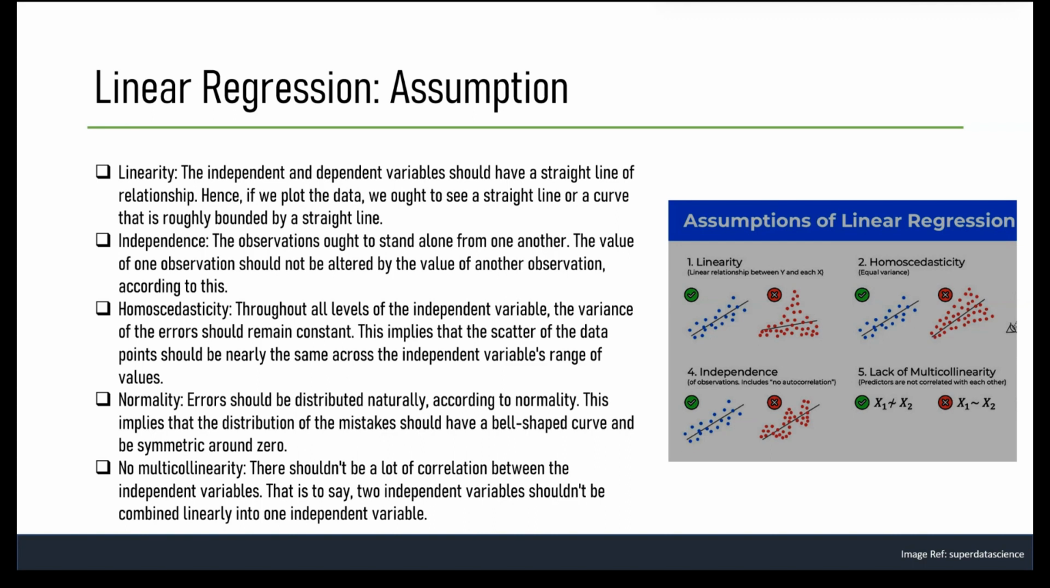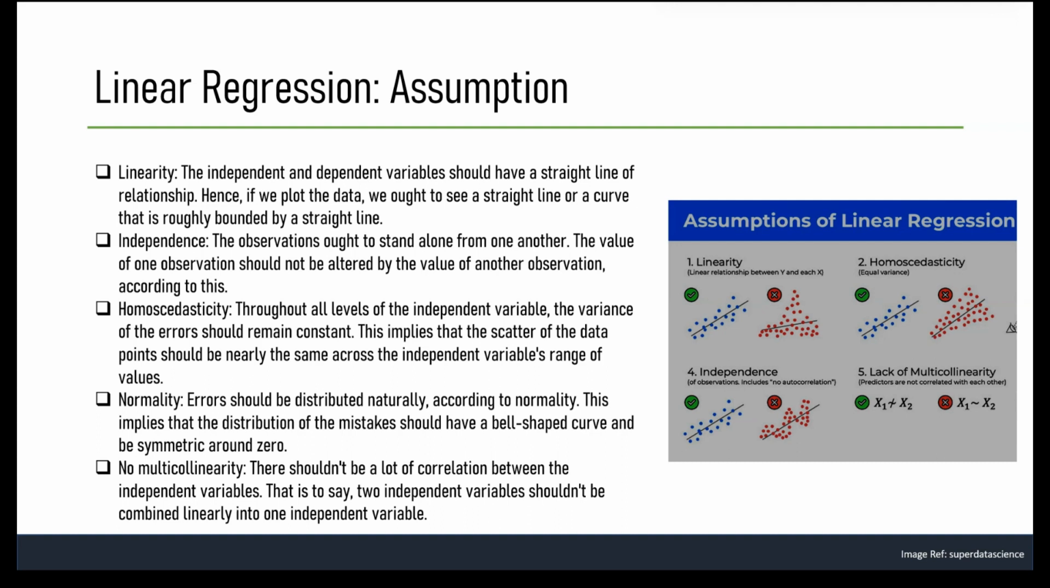First is linearity. The relationship between the independent variable and the dependent variable should be linear. This is the very first assumption of linear regression. This means that the change in the dependent variable is proportional to the change in the independent variable. For example, in a simple linear regression model with one independent variable, the relationship between the two variables should be linear. You remember the formula, right? y = mx + b. The relationship between the two variables should be linear.